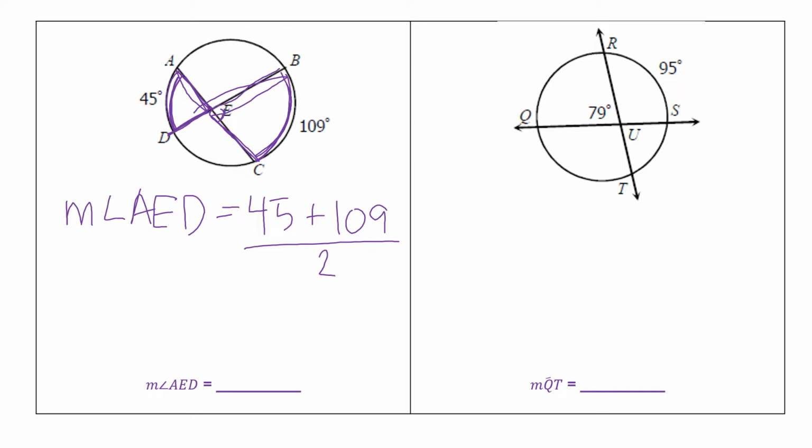So we're going to do 45 plus 109 divided by 2, and you can do that all at once, or you can do it bit by bit. That's really up to you. That's 154 divided by 2, which is 77 degrees.